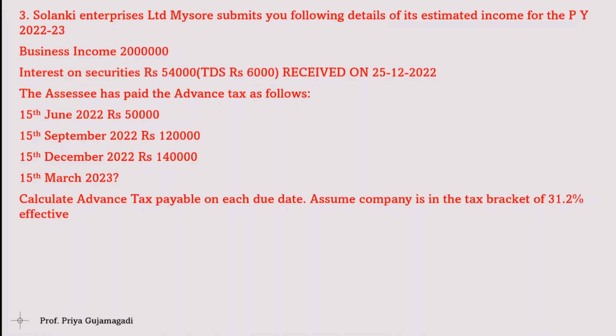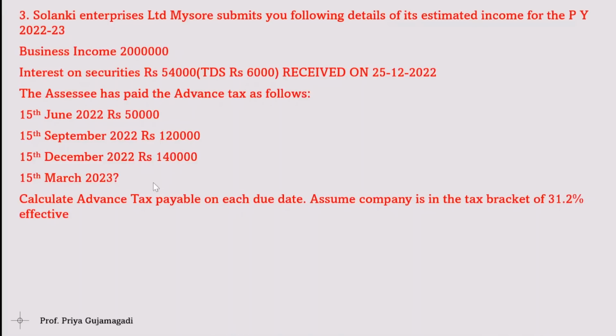So when we first calculated the income, there is only business income. So again, when we calculate the revised income, along with the business income we have interest on securities also. So the advance tax as paid by the assessee is 50,000, 1,50,000 and 1,40,000.